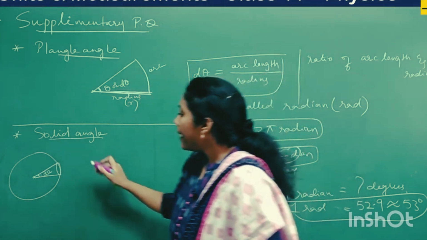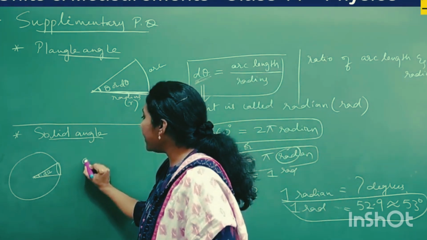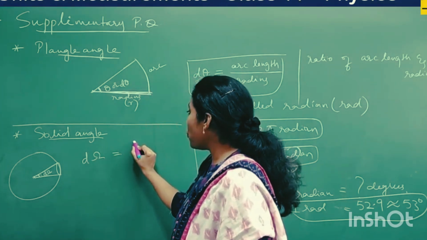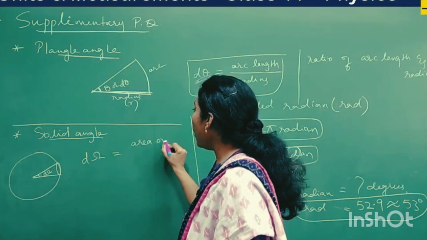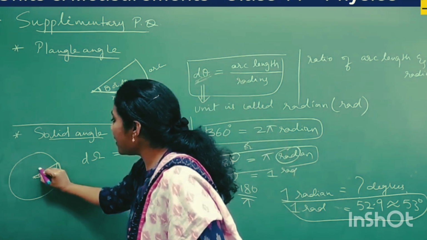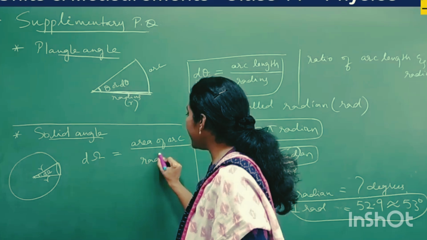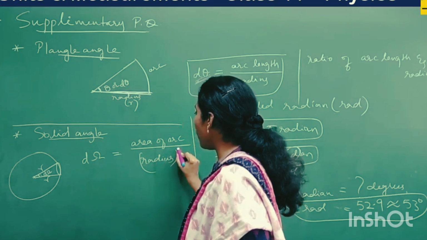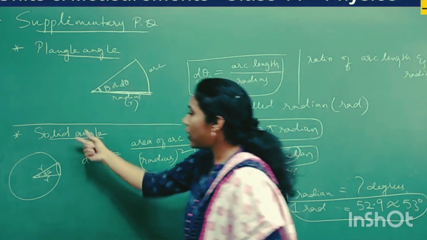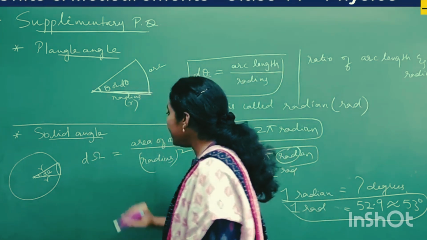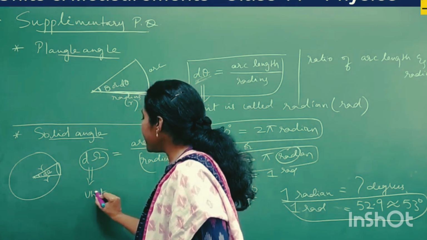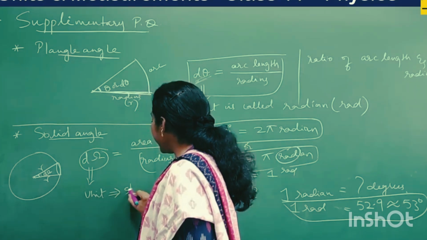Say, how do you calculate this solid angle? It is the ratio of the area of the arc divided by radius squared, where this is the radius and this is the radius, right? So this is how you will calculate solid angle. And even this solid angle has a unit, and its unit is called steradian.